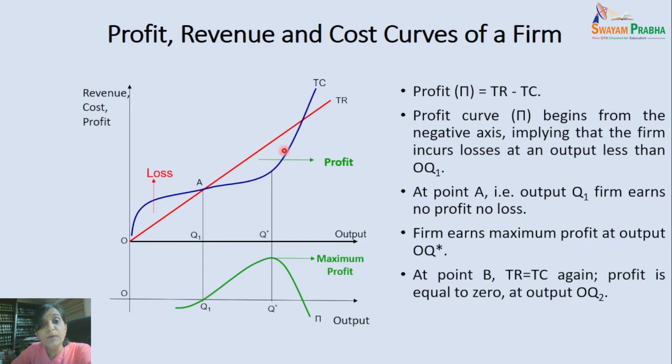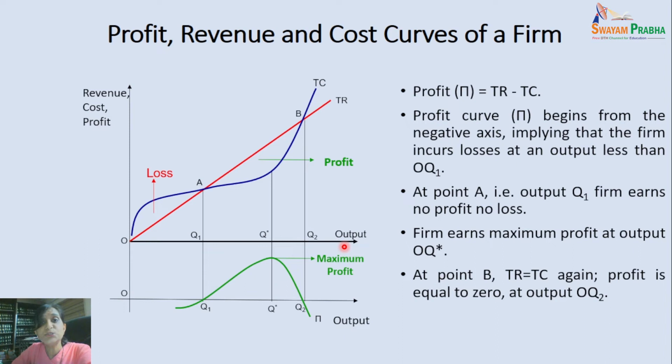Now when you keep on producing more than OQ star, at point B, again the profits become zero. And what do we see? After this, if the firm keeps on producing, its profit will turn into losses because its total cost will be more than the total revenue.